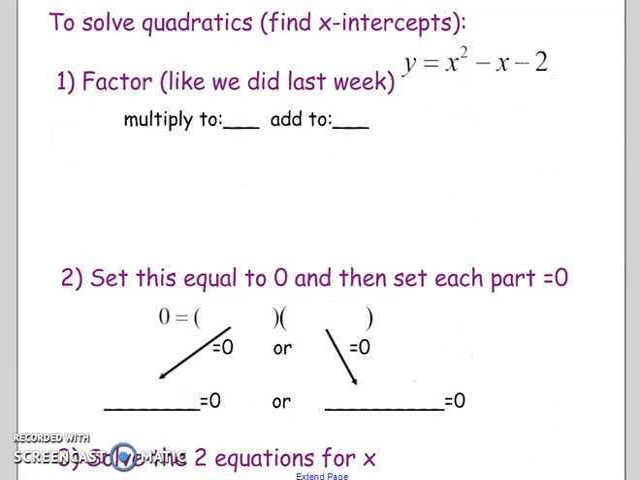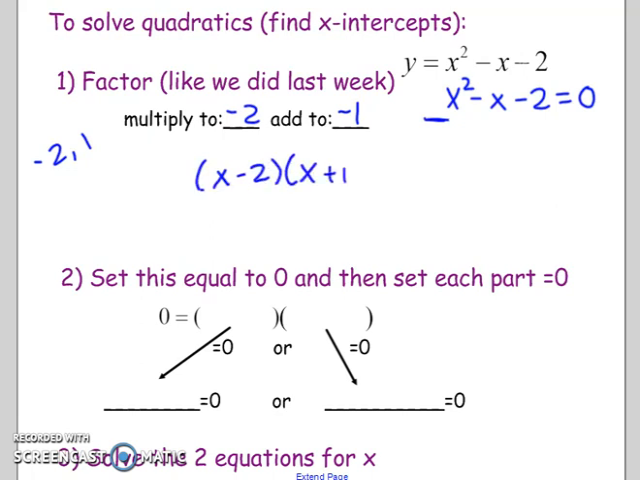And let's look at another one. Same idea. x squared minus x minus 2 is set equal to 0. And then I can factor, so it multiplies to negative 2, adds to negative 1. So I'm going to use negative 2 and positive 1. Again, a is 1, so I'm going to use my shortcut, (x minus 2)(x plus 1).